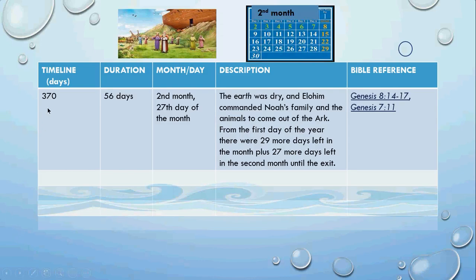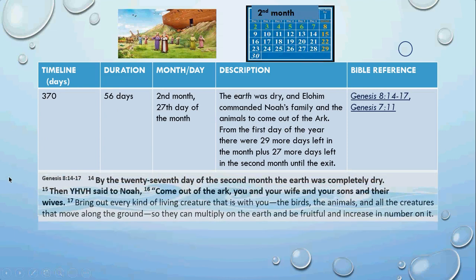Okay, now we're going to have 370 days. This is actually our total. 56 days is the duration. Okay, second month, 27th day of the month. The earth was dry, and Elohim commanded Noah's family and animals to come out of the ark. From the first day of the year, there were 29 more days left in the month, plus 27 more days left in the second month until the exit.